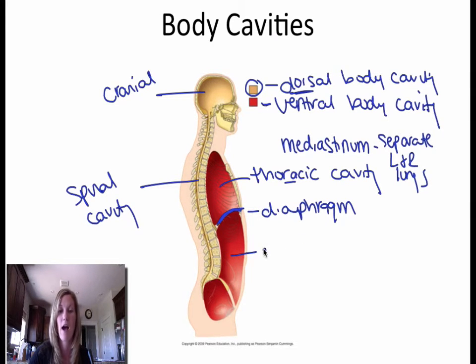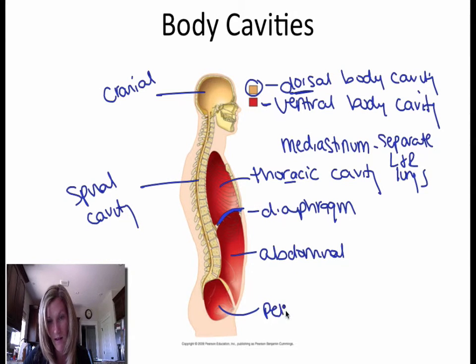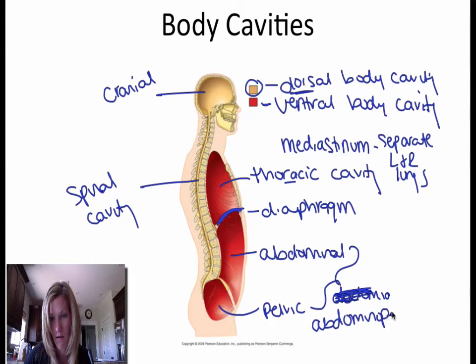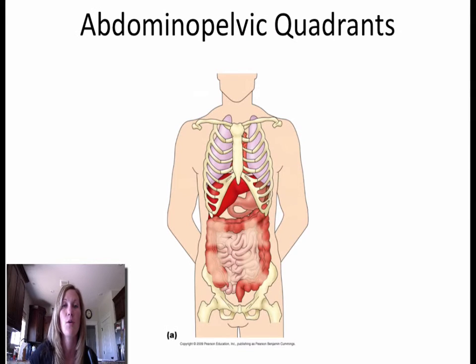Okay, then we have the abdominal cavity here. And then here is the pelvic cavity. And collectively, each of these two cavities are known as the abdominopelvic cavity. I'm spelling this wrong here. Let me start over. The abdominopelvic cavity. So that's when you include the abdominal and the pelvic cavities. Okay, moving right along here.